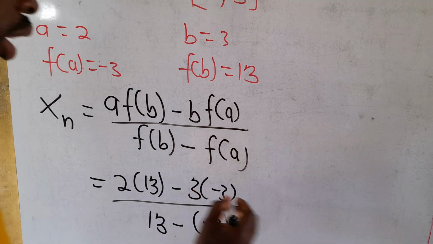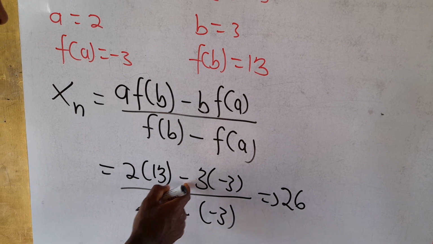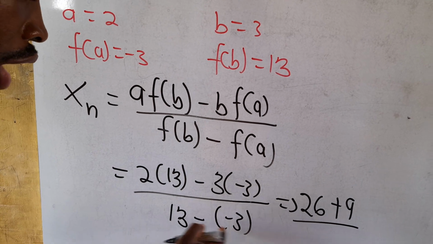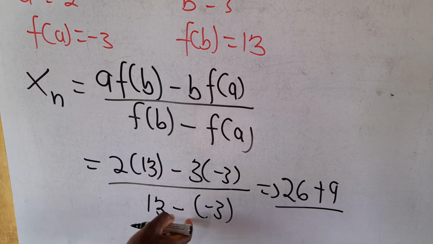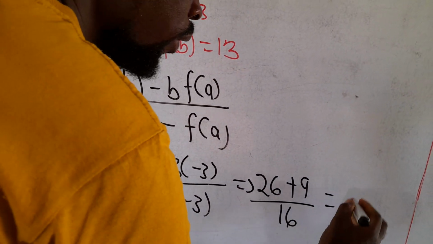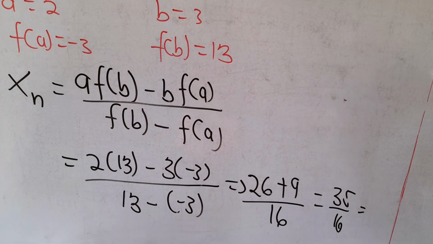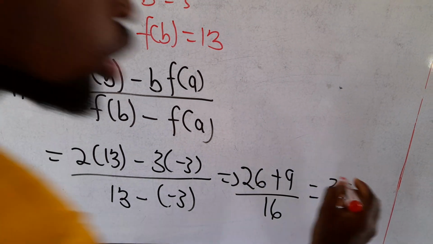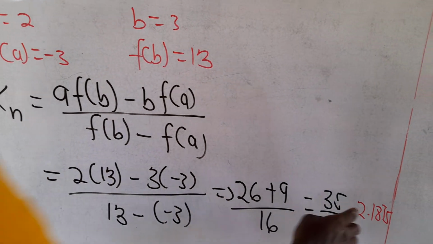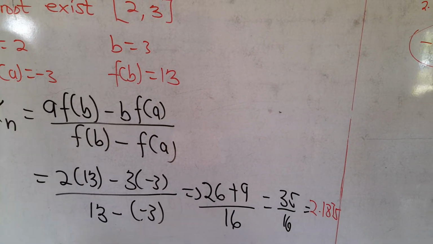So 2 times 13 will be 26. Then negative 3 times negative 3 will be plus 9, over 13 minus negative 3, which is 13 plus 3, and that gives us 16. 26 plus 9 is 35, divided by 16. 35 divided by 16 will be 2.1875. So what do we do? We find f of 2.1875 to see which of them it will replace.